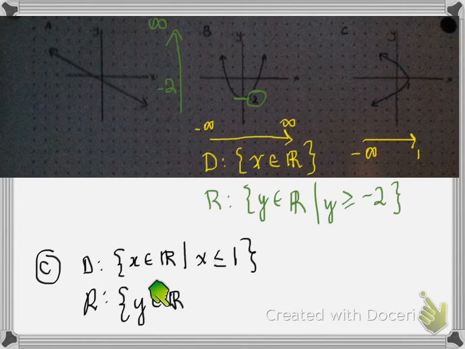Now, for y belongs to real. Let's look. It goes as low as negative infinity all the way up to positive infinity. So this particular graph goes on forever and ever in both directions with no restrictions. So we can actually finish the range with just a curly bracket. All right, let's move on, moving forwards.